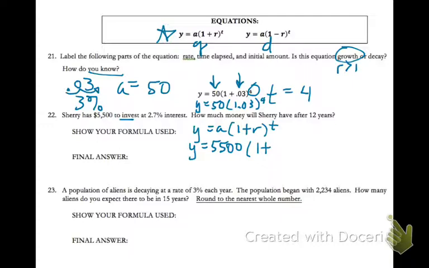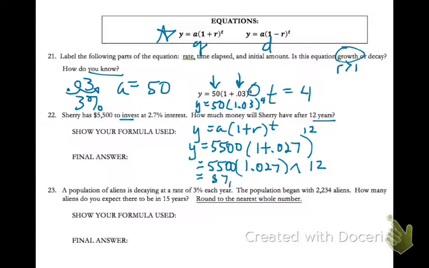2.7% interest we're going to write as a decimal, so 0.027. And then we're going to raise it to 12 years. So put that on your calculator and find that amount. Make sure when you key it into your calculator, if you do 5,500 times the rate, that you go ahead and you add, so it's 1.027, and then raise to the 12th power. And that will be $7,571.95. So that's what Sherry will end up with.